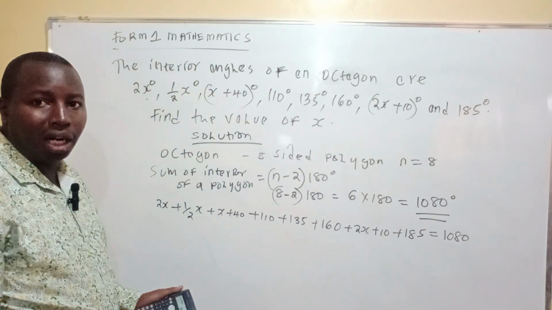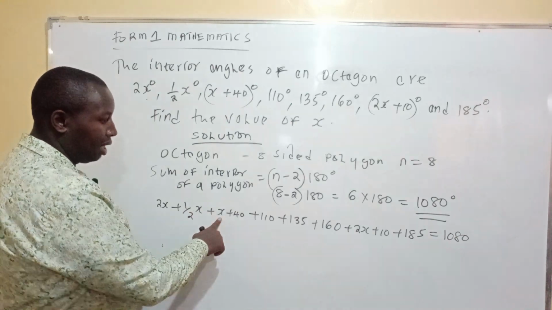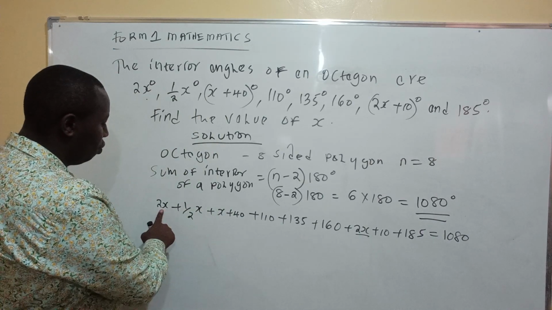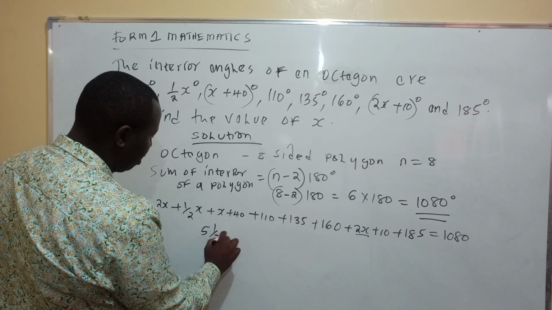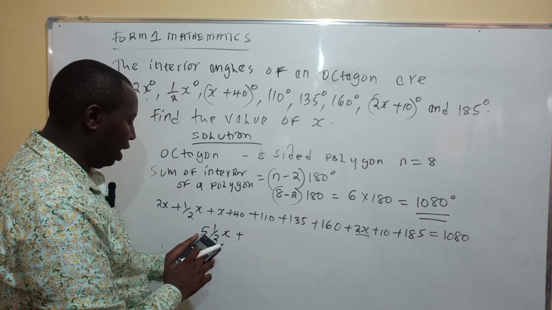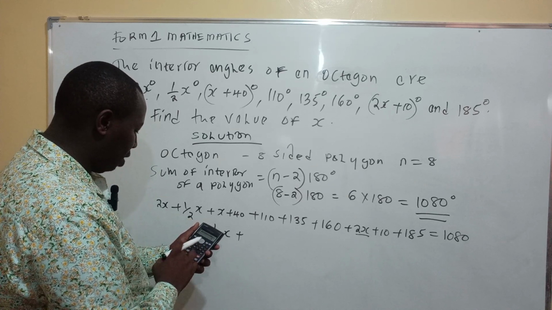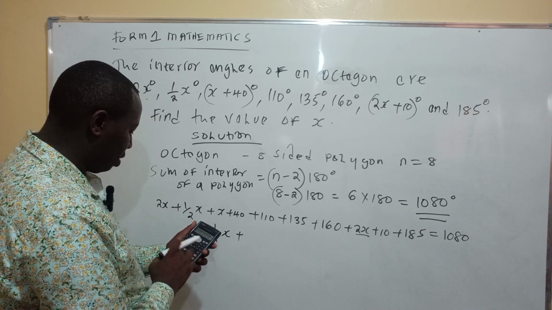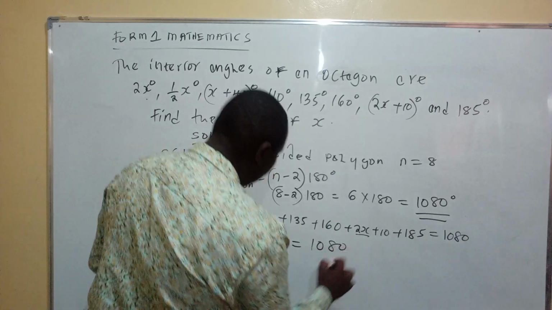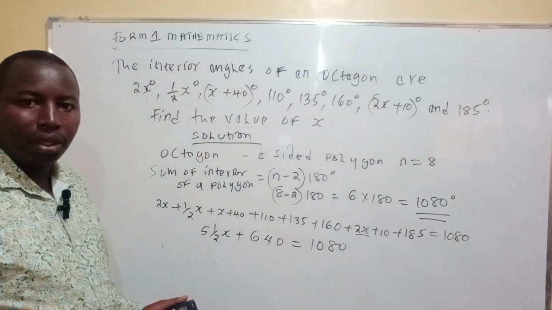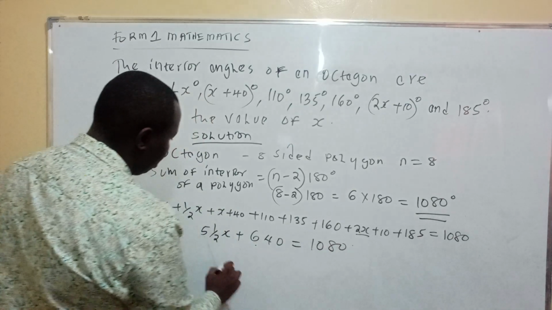So therefore, when you bring the terms together, add the values of x. You have 2x plus a half x plus x plus another 2x. 2, 2 and a half, 3 and a half, plus 2, 5 and a half x. Then you add 40 plus 110 plus 135 plus 160 plus 10 plus 185. You get plus 640 is equal to 1080.